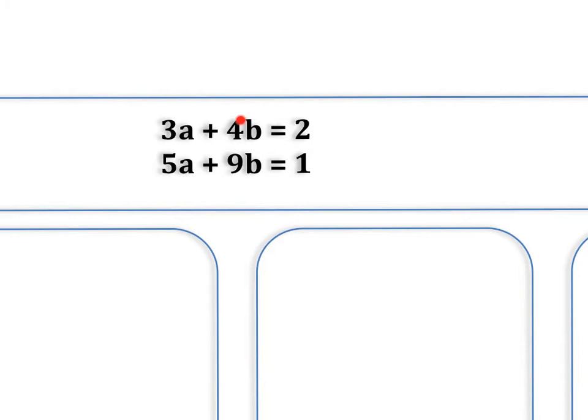So b also has 4 and 9. They're not multiples of each other. So basically a and b are the same thing. You need to multiply the top equation by a number and the bottom equation by another number to have the same coefficient but opposite sign so you can eliminate that variable. So I'm going to choose to eliminate a.